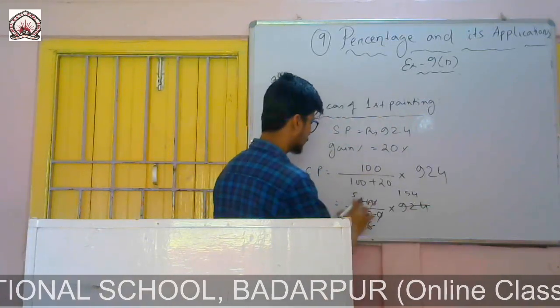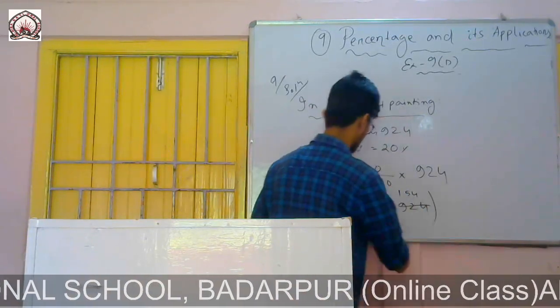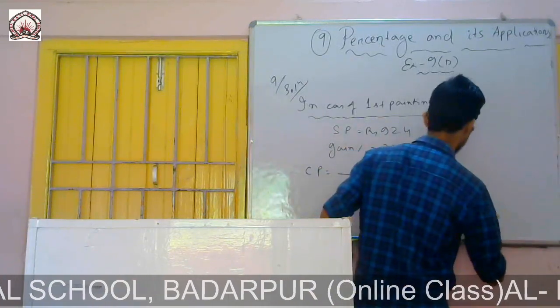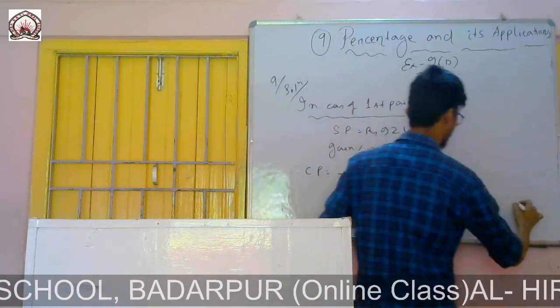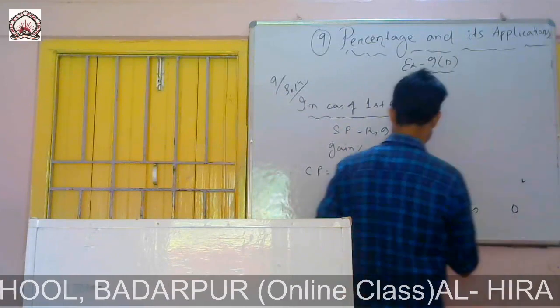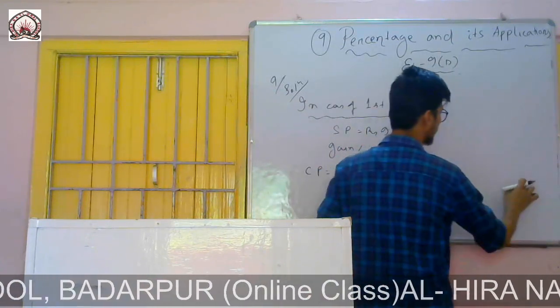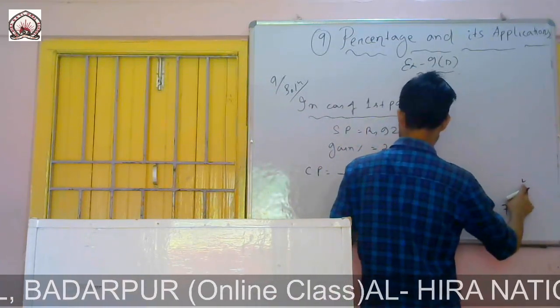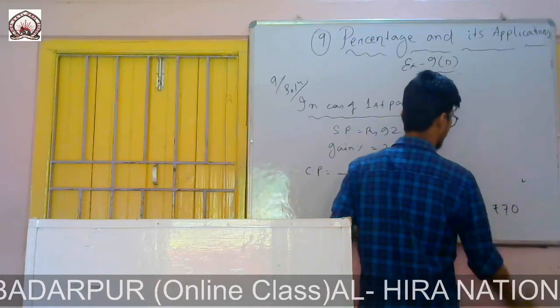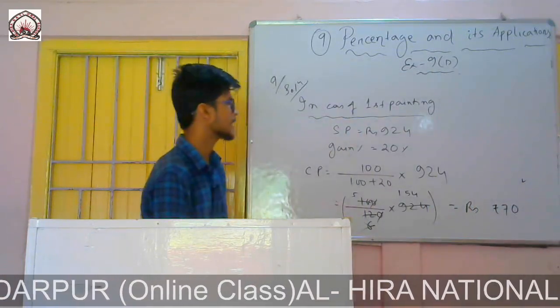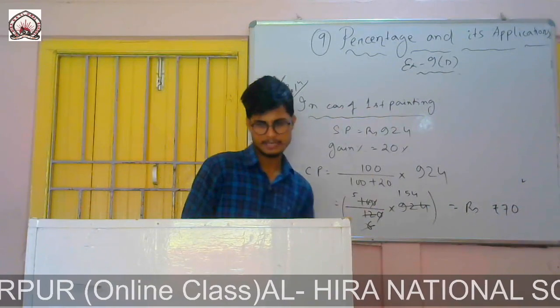There are 154, there are 5 left. So it will be equal to rupees 154 into 5. 5 4s are 20, 0, 2 in my hand. 5 5s are 25, 26, 27. Again 2 left, 5 1s are 5, 6, 7. So it is 770. The cost price of the first painting is 770.